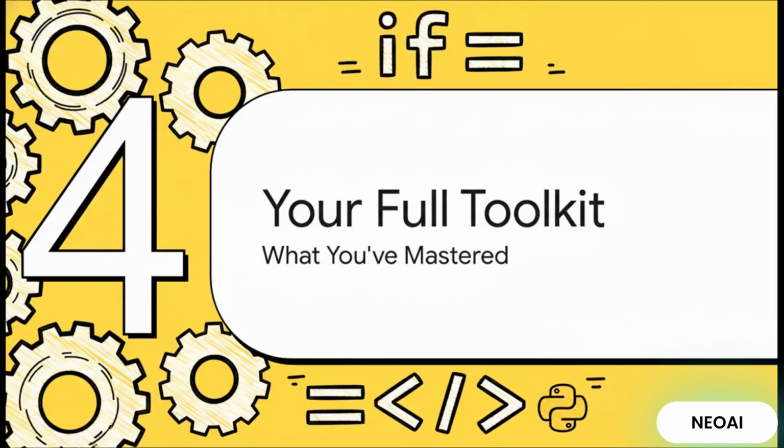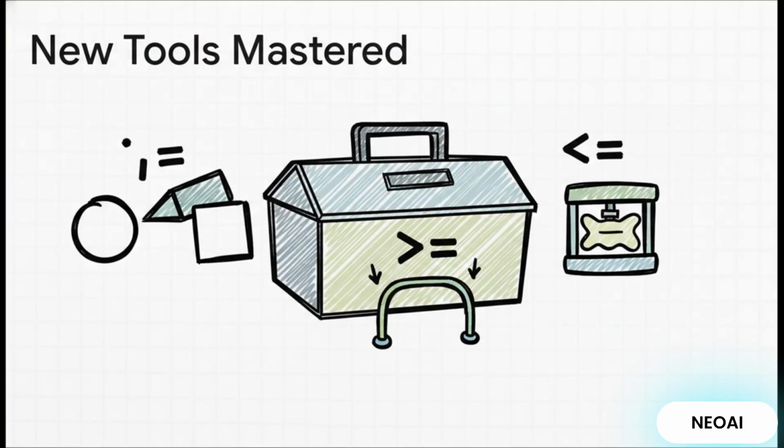All right, let's wrap this up and take stock of what you've just added to your coding toolkit. So here's the big takeaway. You now have these 3 awesome, super flexible tools. You can check if things are different, you can set a minimum requirement, and you can set a maximum limit. These aren't just minor tricks. They are some of the most fundamental building blocks you'll use to make your program smarter.